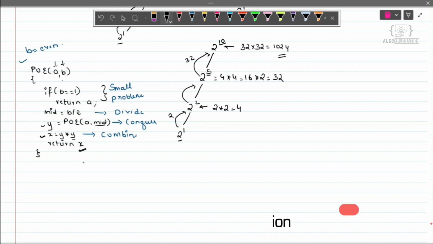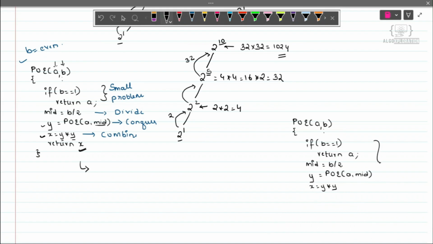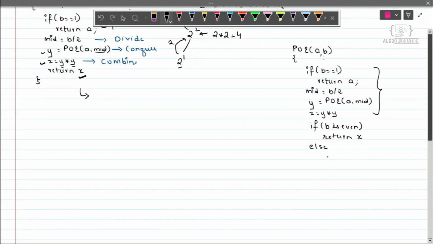So what should be the manipulation in this pseudocode? Now this part will be the same. Here we will check if B is even or not. If it is, then we will return x, or else we will return x into A. That's it. So this will be the final pseudocode. This will handle the even or odd part as well.